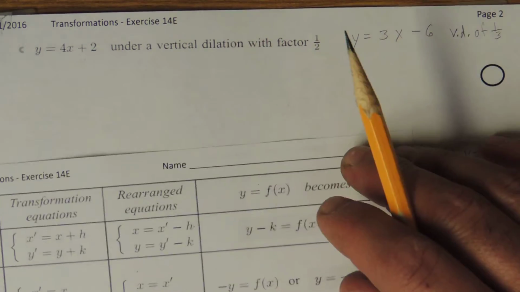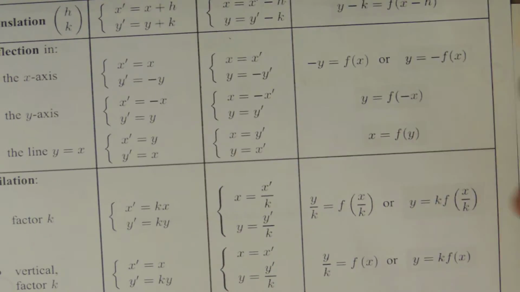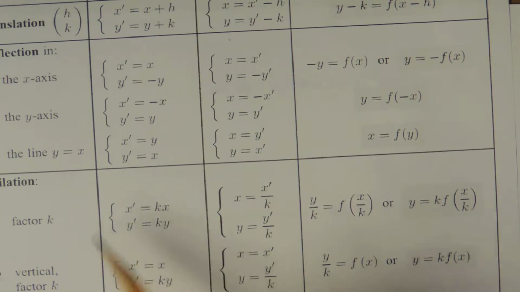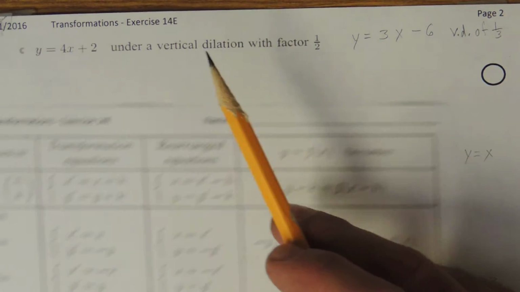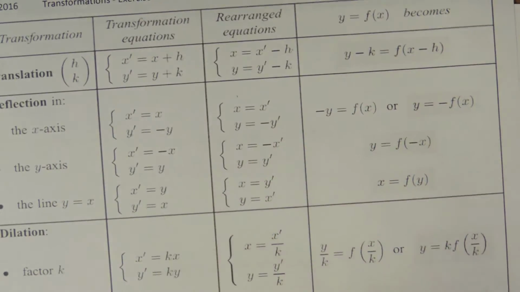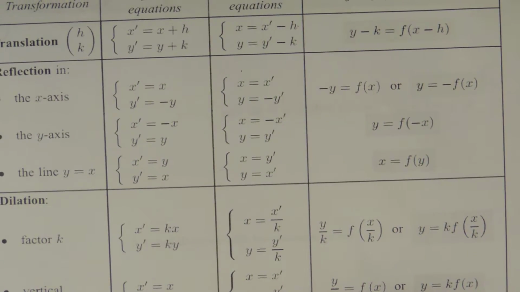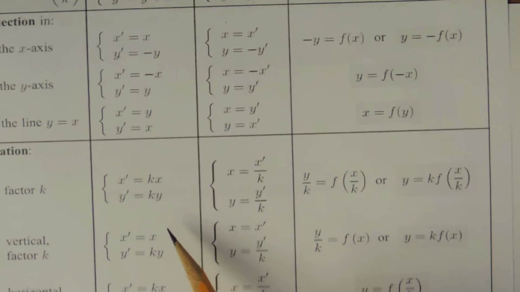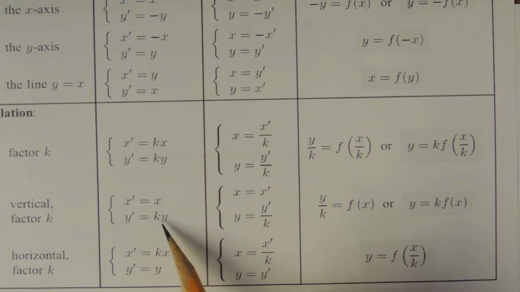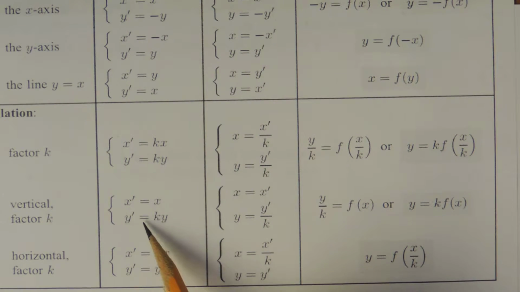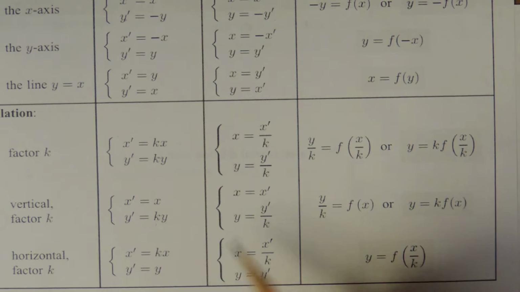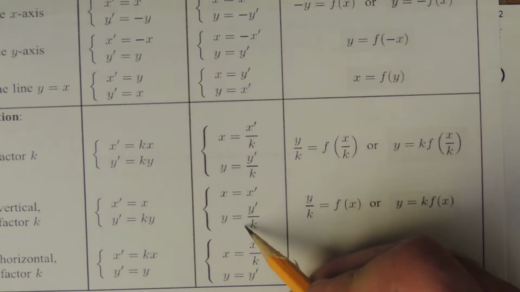The dilation factor, the formulas for that are down here. So we want a dilation factor in the vertical direction. So we look at the vertical direction, and what that says is that the new y is going to be the old y times k, the dilation factor, or the old y is equal to the new y divided by k. And what I'll do is plug this in for the old y.